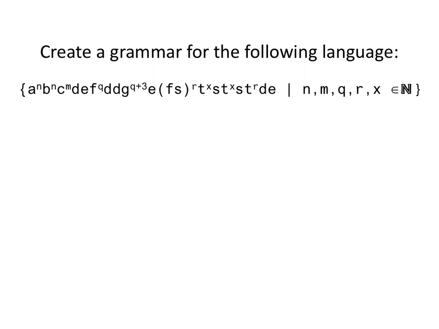Let's go through an example where we create a grammar for this language that I've got up here above. It's just messy. It's not a regular language, but we have A to the N, B to the N, C to something different, C to the M, D, E, we got F to the Q, D, D, G to the Q plus 3, and so on, right? And the idea is that all of these exponents are in the natural numbers.